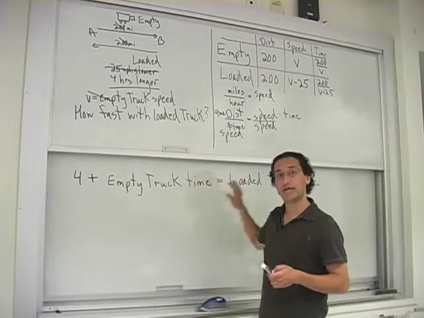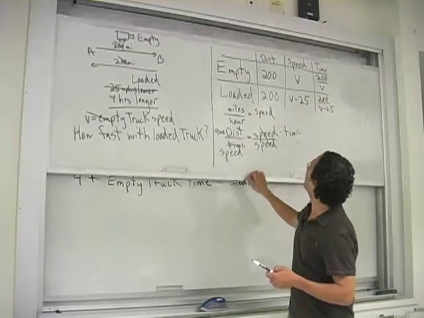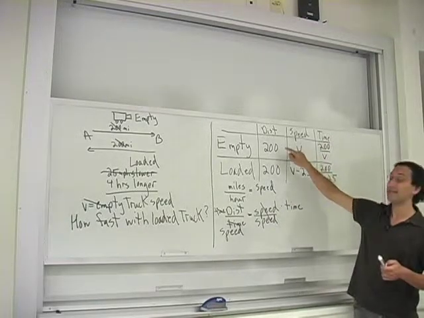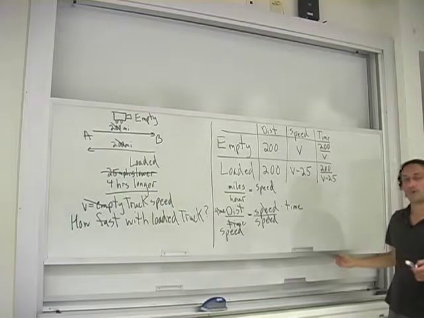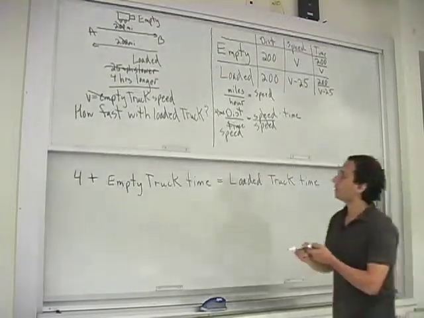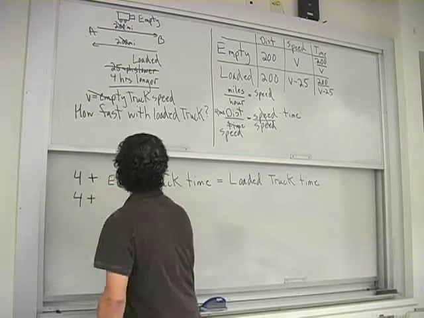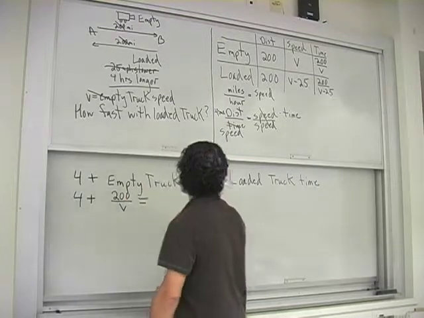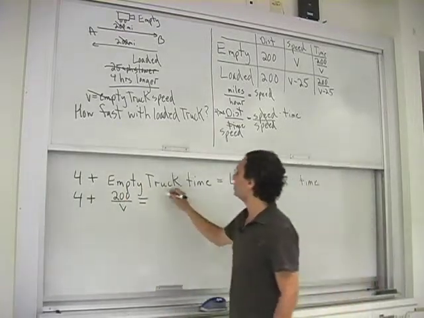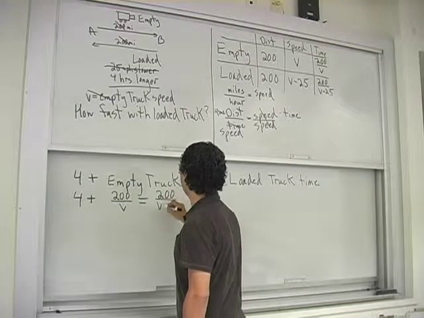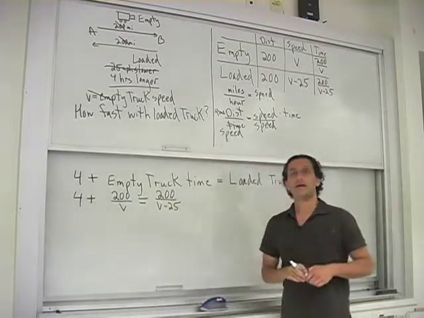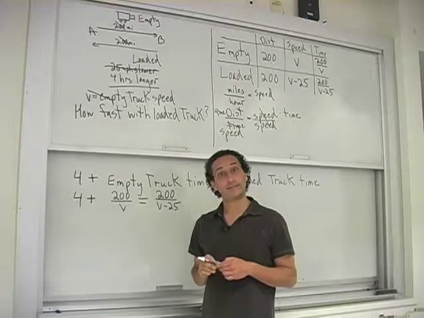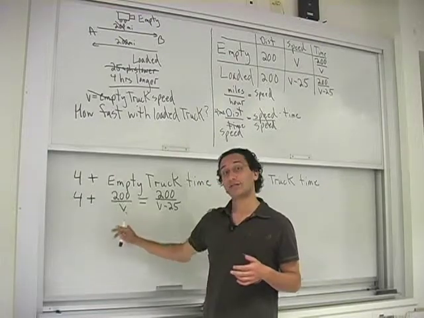Now I have an equation. I've got the pieces. Looks like I only needed these to get the time. That was actually the most important thing. So we have that 4 plus the empty truck time, which is 200 over v, is equal to the loaded truck time, which is 200 over v minus 25. We breathe a sigh of relief because we now have a mathematical equation that we can solve. And as long as we know how to solve rational equations, we're home free.